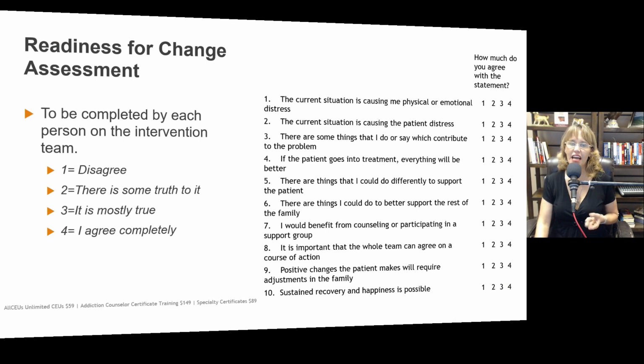The readiness for change assessment is really simple: 10 questions rated 1 to 4. People rate how much they agree with each statement. That'll give you an idea about where people are in terms of readiness for their own change versus still believing that the identified patient is the root of all problems, and that if that person gets better, then everything will be sunshine and roses.